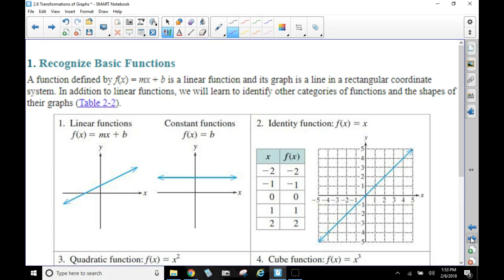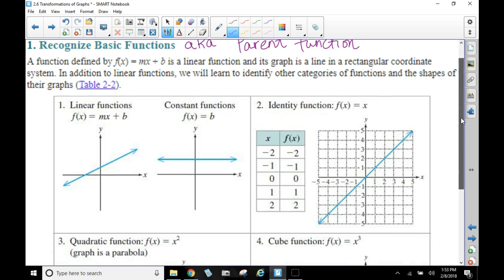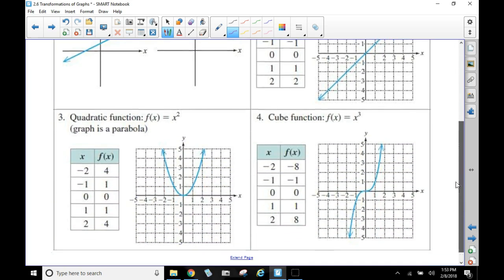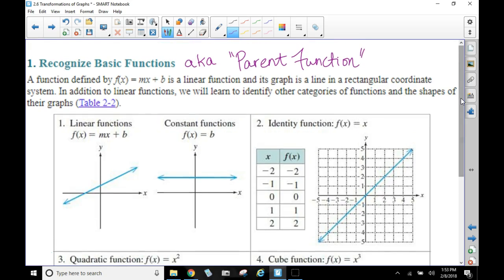So first of all, let's talk about what some basic functions are. Sometimes I will also refer to these as parent functions, and some textbooks refer to them as parent functions. Really, you need to know everything that is on this first page.